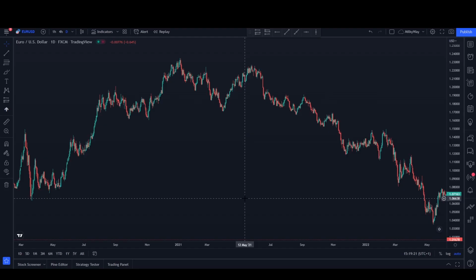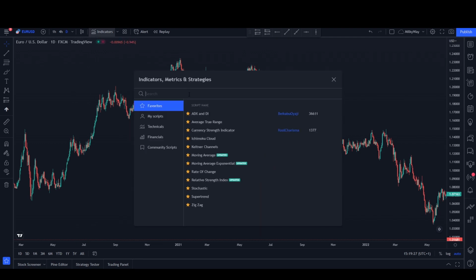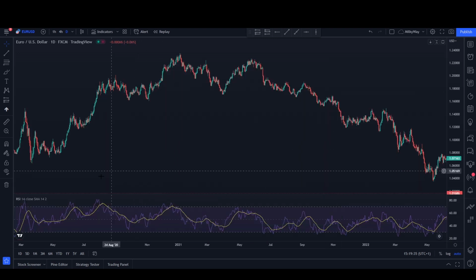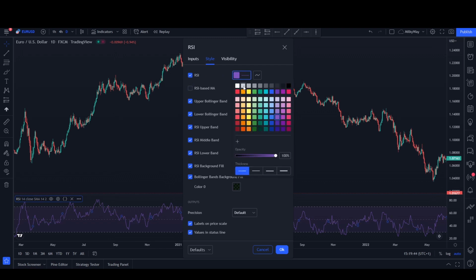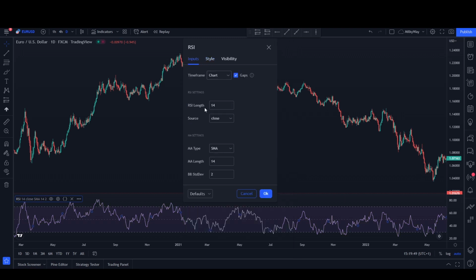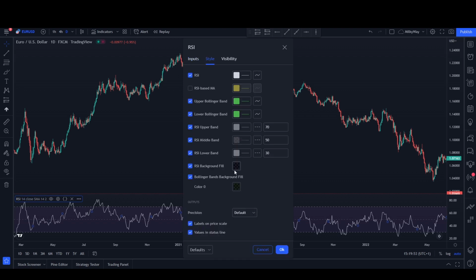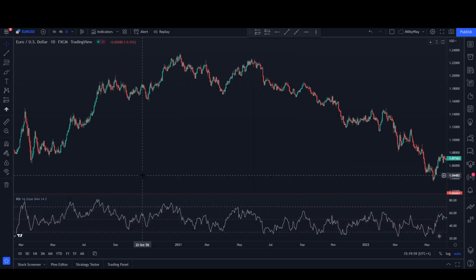So here we are on the charts, Euro USD on the daily time frame. We're going to go ahead and add the indicator. So it's the relative strength index. I've got it saved right here, the default indicator. We're going to change just the visual settings, because we are using the default settings, which is 14. I'm just going to change this color to light gray, and then leave the settings as they are. I'm going to remove the background fill, and there you go.